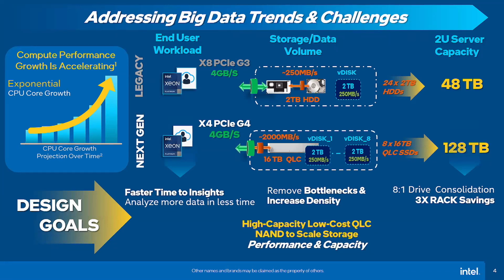The design goal here was faster time to insight. How do you analyze more data in less time? To do that, we needed to remove bottlenecks and increase the density. The goal was to get to an 8-to-1 ratio, looking to get about a 3x cost savings by rack consolidation. And enter NAND. When you need more storage performance than hard disk drives, you plug in a NAND SSD and get great performance. To save on cost and really up the density, QLC seemed like a great solution.